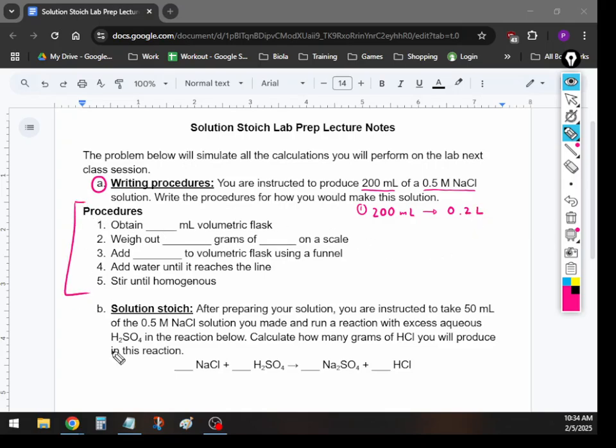Just the procedures. That's going to be your answer. Yeah, the questions are all on your lecture notes on Canvas, so you're good. And I have the recording, so you should be fine. Okay, so step one, milliliters to liters.